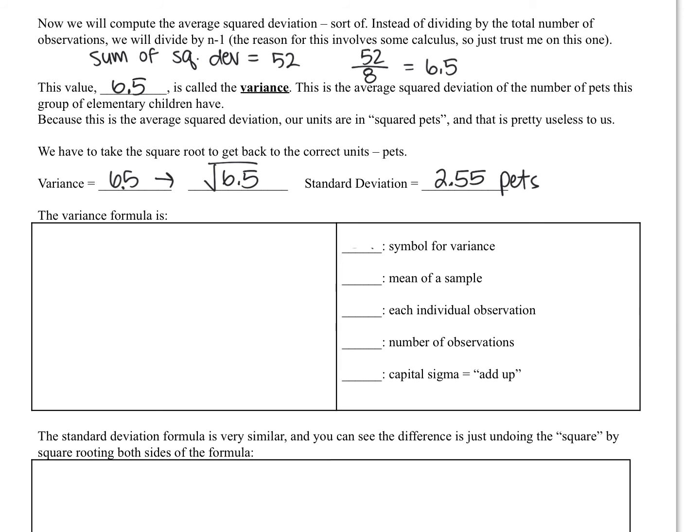So now that we have looked at an example, I am going to write down the variance formula. I'm actually going to go with the symbols first here before I write the formula. The symbol for variance is S sub x squared. Mean is still x bar. Each individual observation is x sub i. We still have n for the number of observations and sigma for the sum. So my formula for variance, S sub x squared, equals the sum of each observation minus the mean, squared, all over n minus 1.